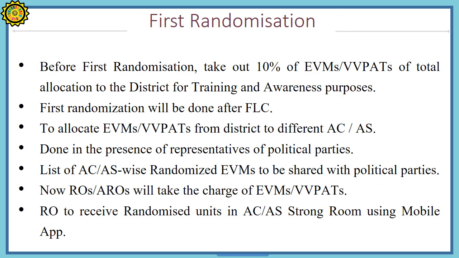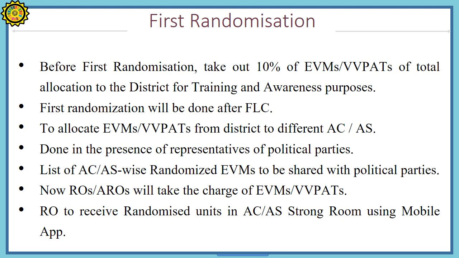First randomization. Before first randomization, take out 10% of EVM VVPAT of total allocation to the district for training and awareness purposes. First randomization will be done after FLC. It will be done to allocate EVM VVPAT from district to different ACs or AS. It will be done in the presence of representatives of the political parties. List of ACs or the AS-wise randomized EVM to be shared with the political parties.